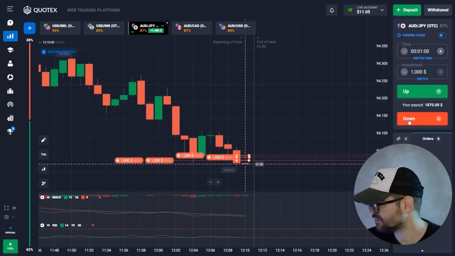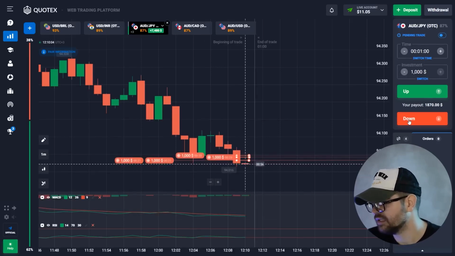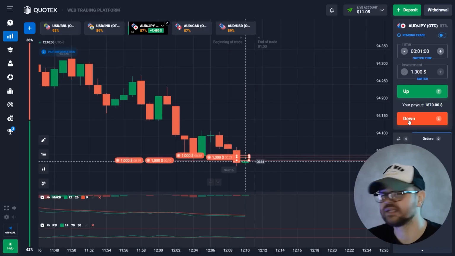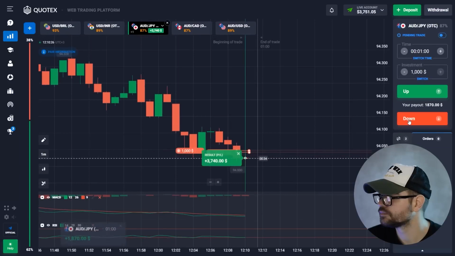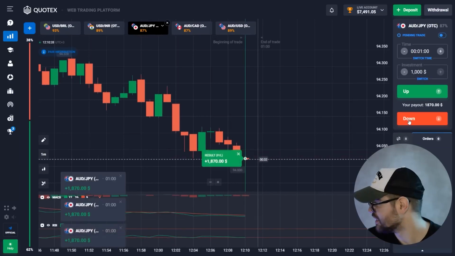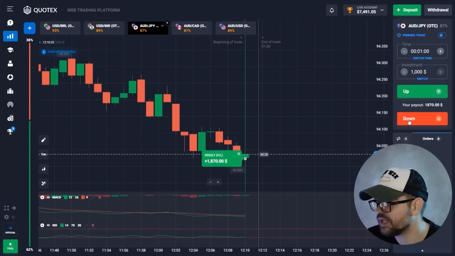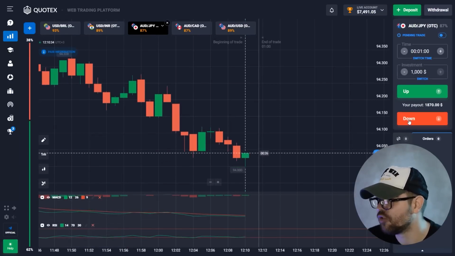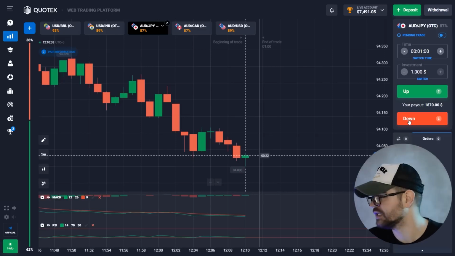So the dominance here is definitely in the downtrend. Okay, let's wait for the result. Here is the result. Awesome. We have $7,491 on our balance at this point.